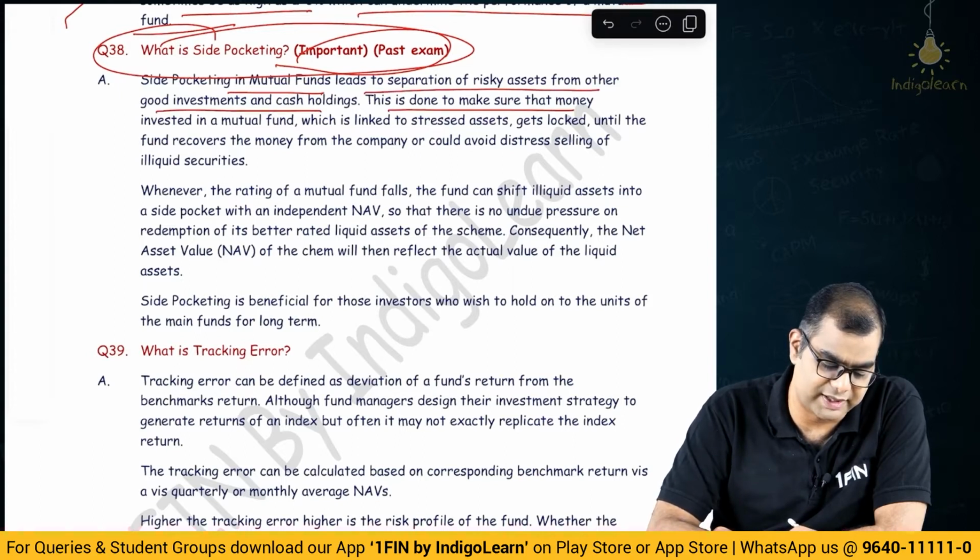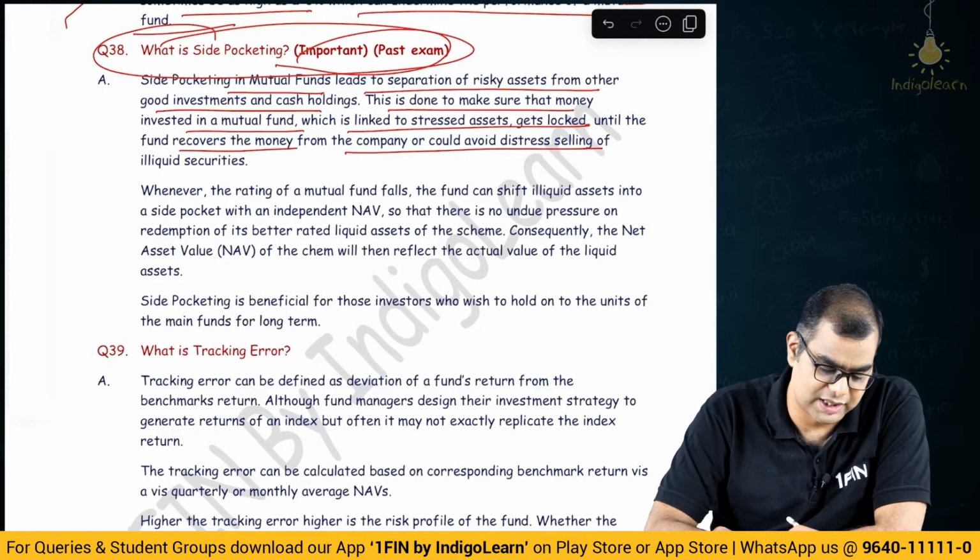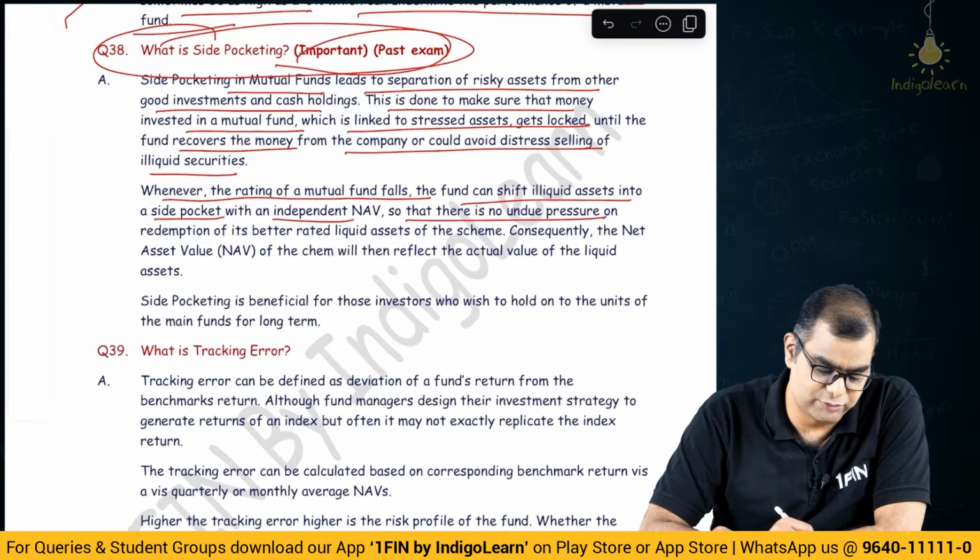This is done to make sure that the money invested in a mutual fund which is linked to a stressed asset gets locked until the fund recovers the money from the company, or could avoid distress selling of illiquid securities. Whenever the rating of a mutual fund falls, the fund can shift illiquid assets into a side pocket with an independent NAV so that there is no undue pressure on the redemption of its better rated liquid assets of the scheme. Consequently, the net asset value of the scheme will reflect the actual value of the liquid assets.